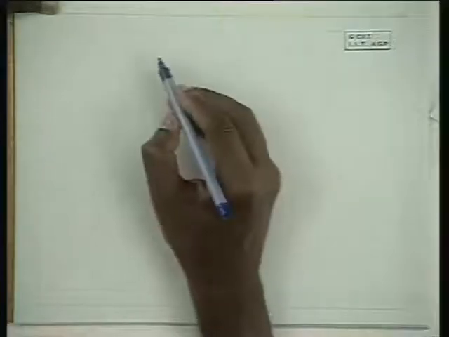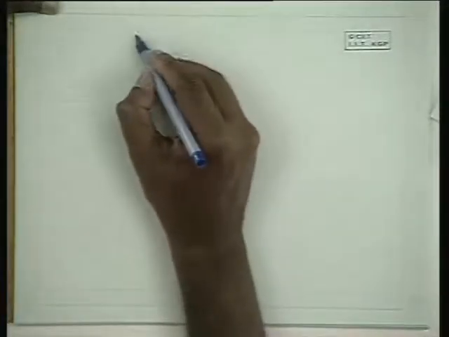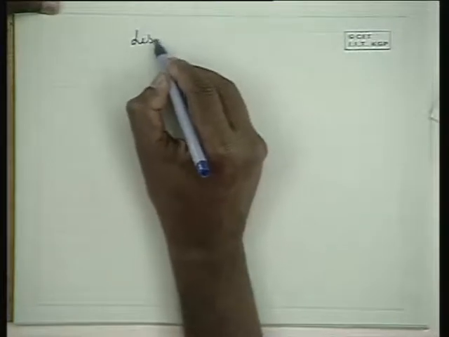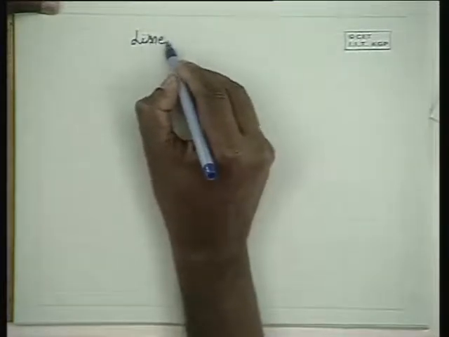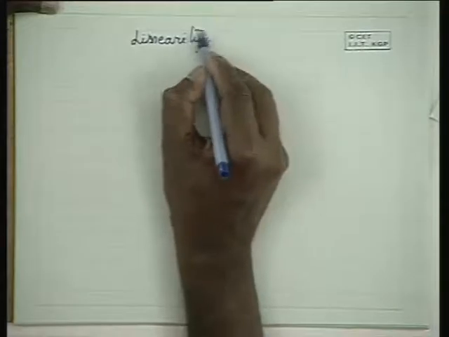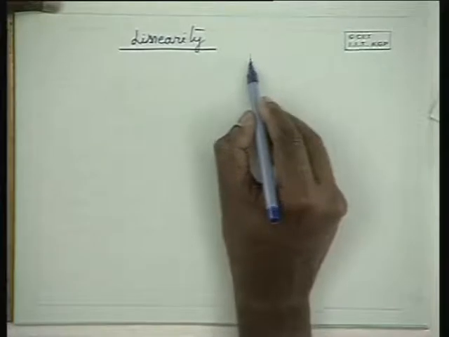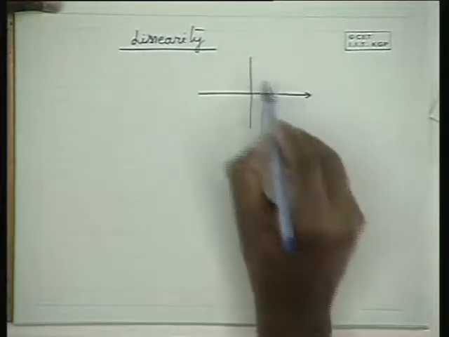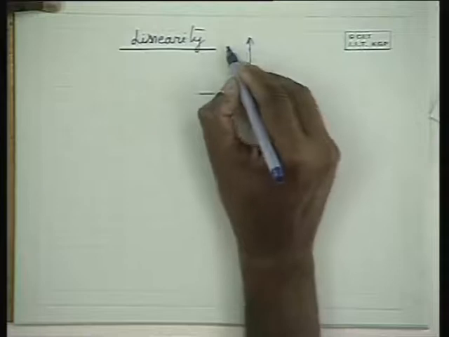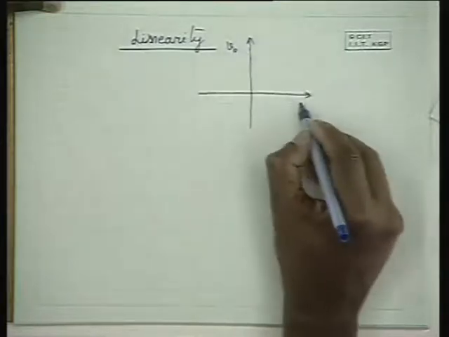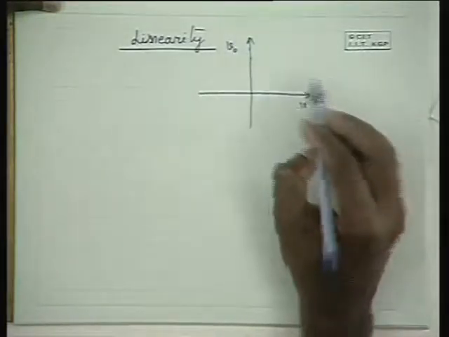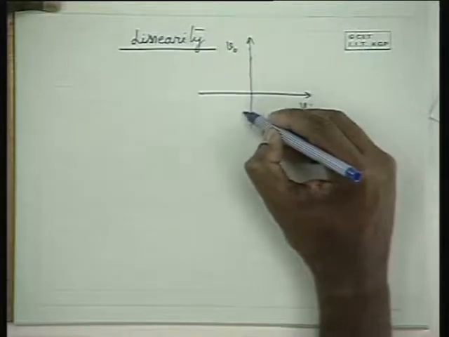There is another very important characteristic of an amplifier, that is the linearity characteristics, or in other words the distortion characteristics. For an amplifier, if you plot input versus output, it should be linear.